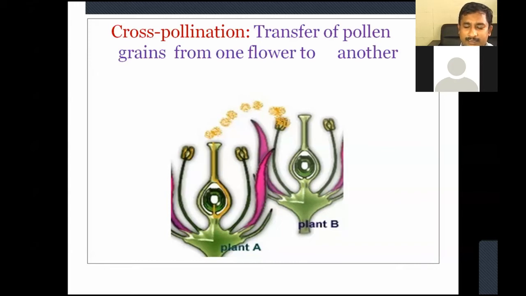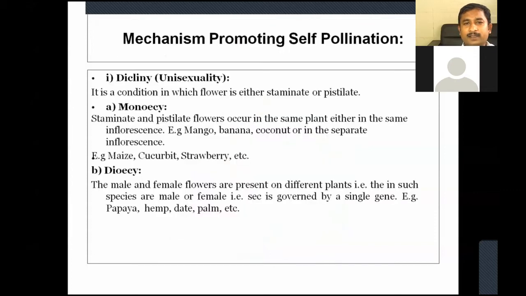They are openly used in plant breeding courses wherever you go, as an educated or technical person from an agriculture background. Heterosis and inbreeding depression are very, very vital. And then the mechanisms of promoting cross-pollination, not self-pollination, for example, diclinism or unisexuality.